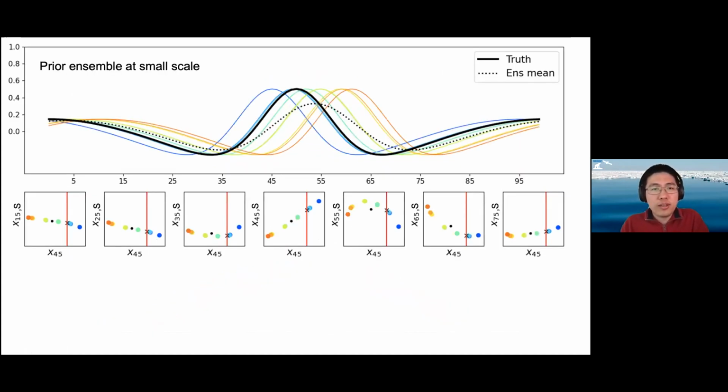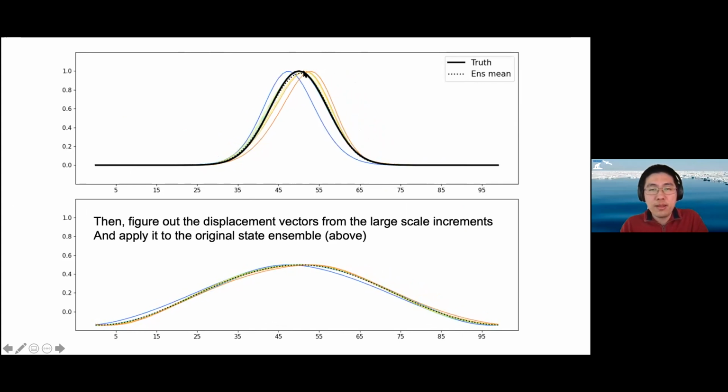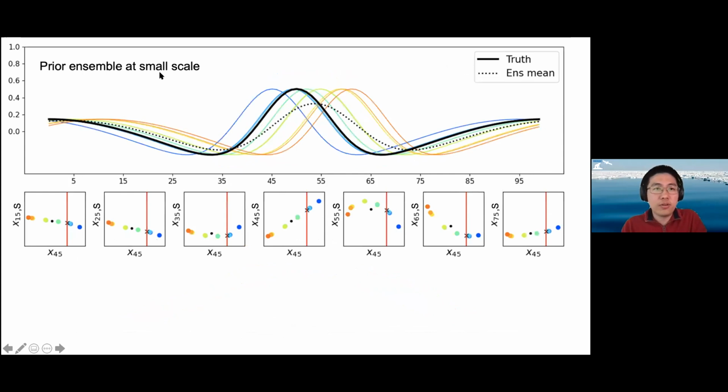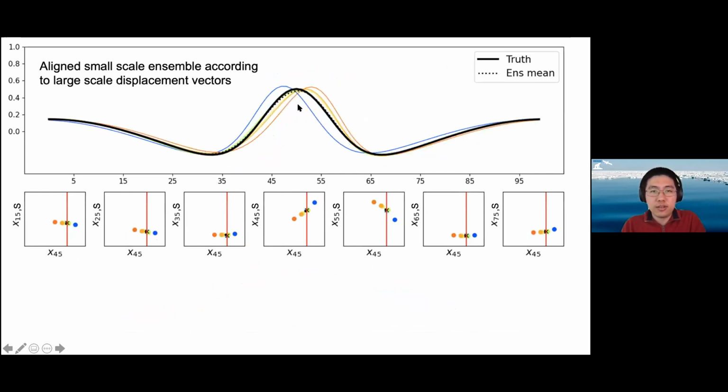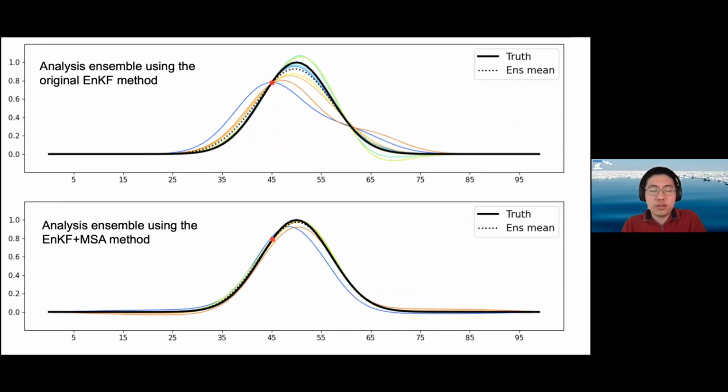What we can do again for the small scale is we precondition the whole field with the large scale displacement. Then using this new ensemble, which is more centered, we can take out the small scale component looking like this. And now looking like this, we can run the Kalman filter again to constrain the small scale, which looks like this after the EnKF at the small scale. Now you sum these two scales together, you get the final analysis.